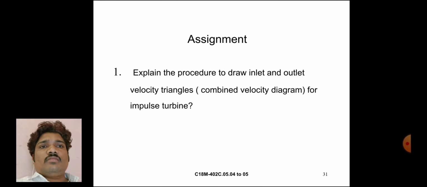This is the class assignment. Explain the procedure to draw inlet and outlet velocity triangles. Draw the combined velocity diagram for an impulse turbine.